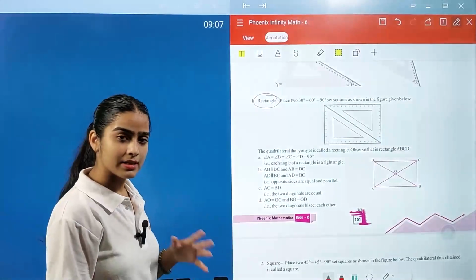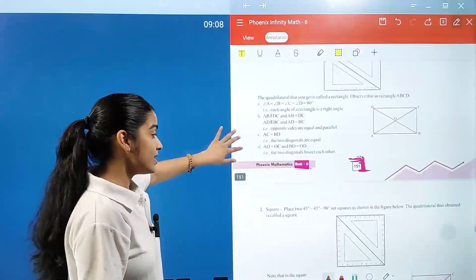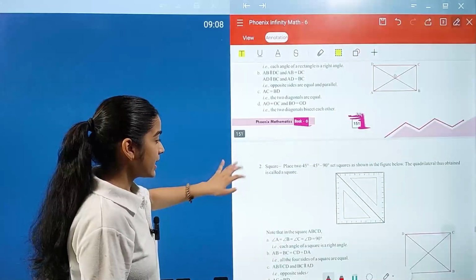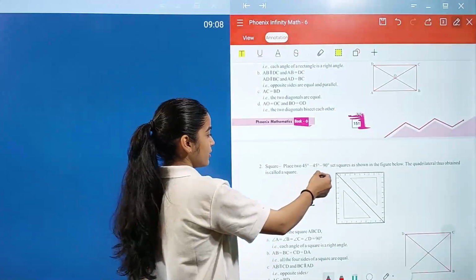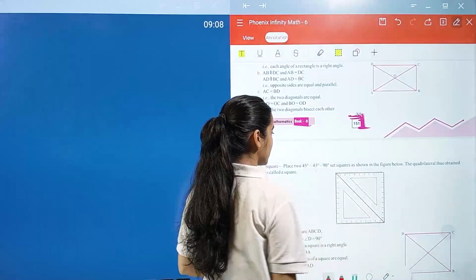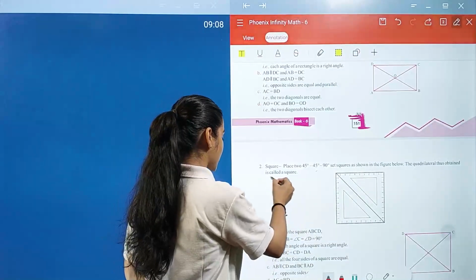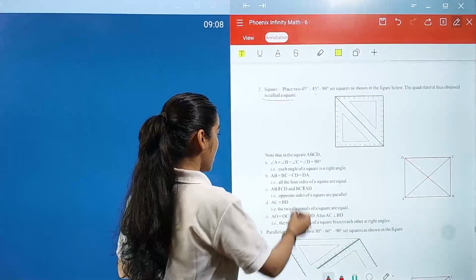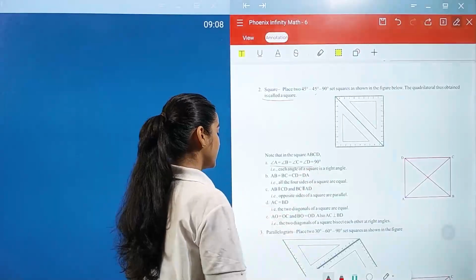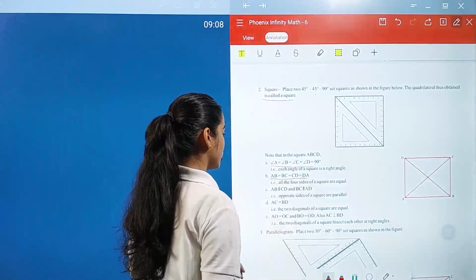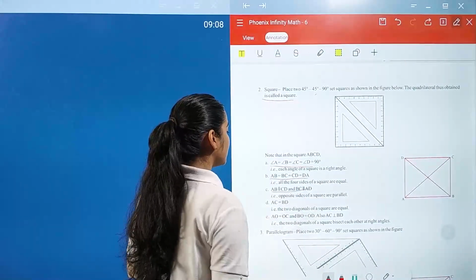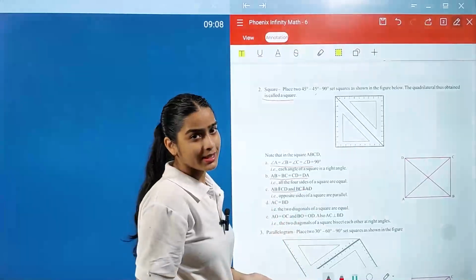You have to set these squares like this, and what you see here is that opposite angles are equal to each other, diagonals are bisecting each other, and each angle is equal to 90 degrees. Next we have the square. Place two 45, 45 and 90 degree set squares as shown in the figure below. The quadrilateral thus obtained is called a square, which means all four sides are equal to each other, and opposite sides are parallel to each other.